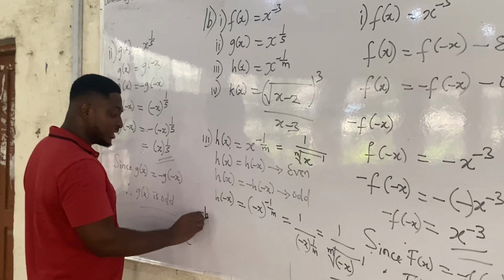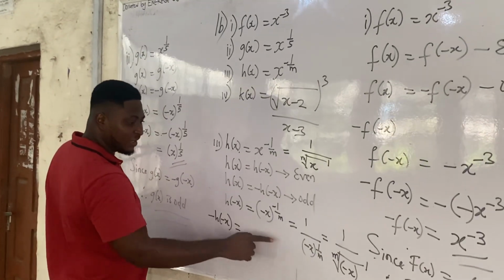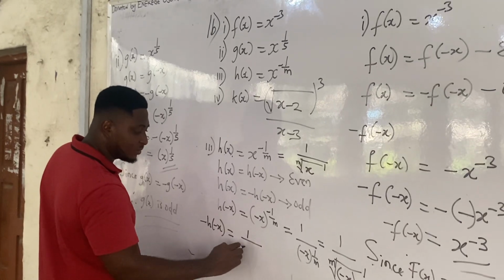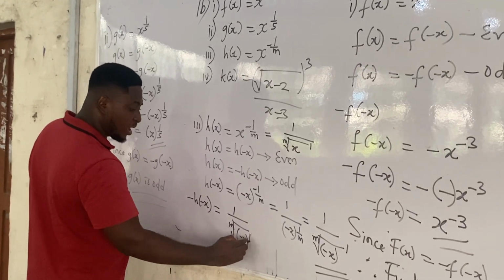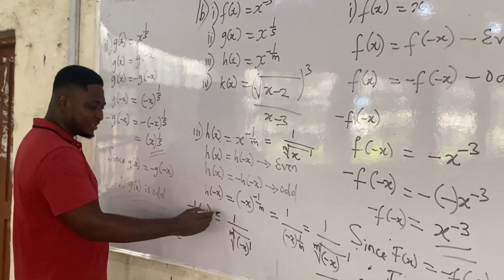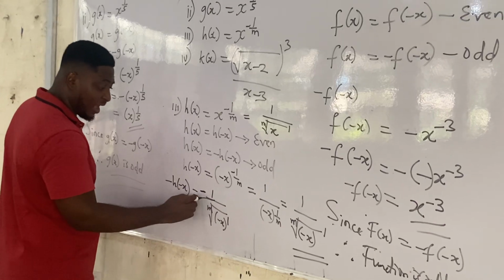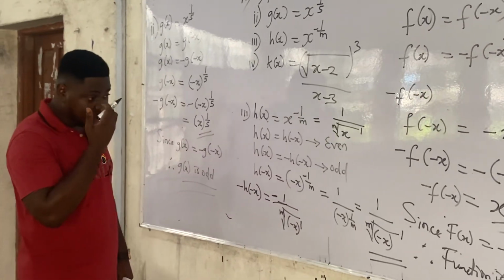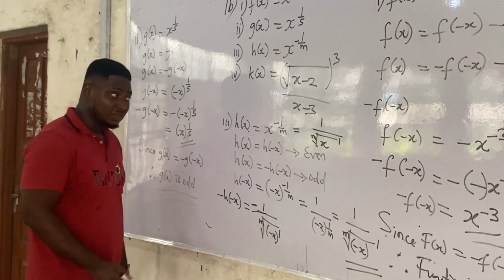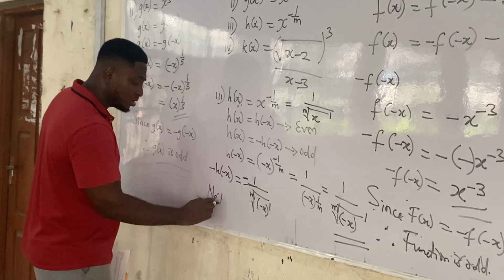Let's go and find minus h of minus x. Means that h of minus x already is 1 all over the m root of minus x raised to power 1. Now another minus here means there's another minus here. So this is minus 1 over the m root of minus x raised to power 1. Clearly you can see that it's still not the same thing. So as for number 3, the function is neither even nor odd.